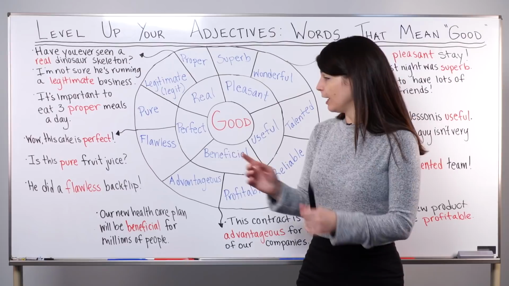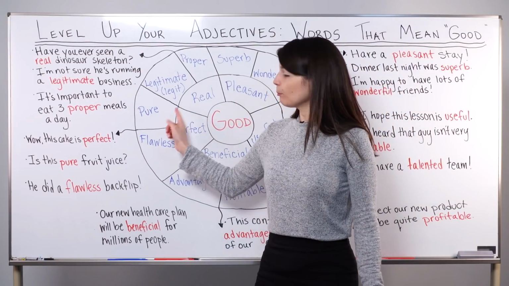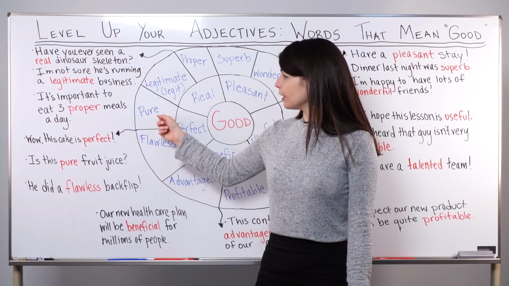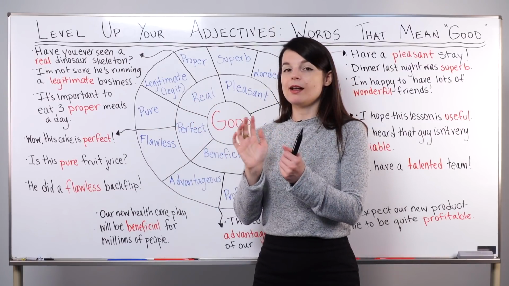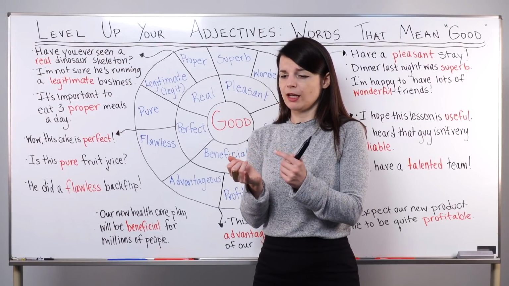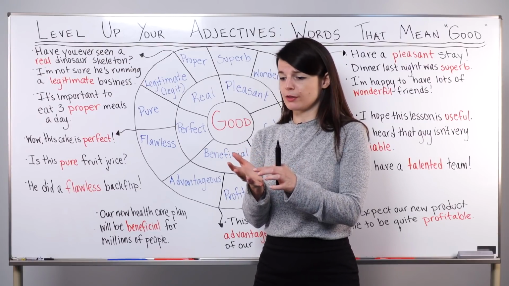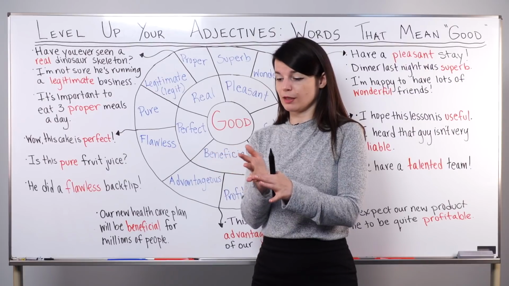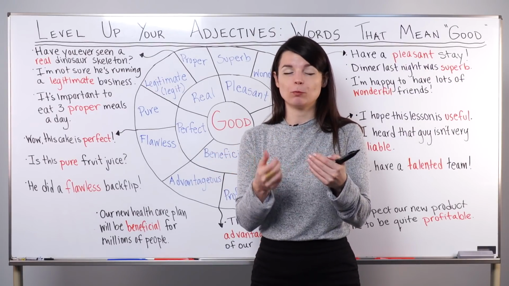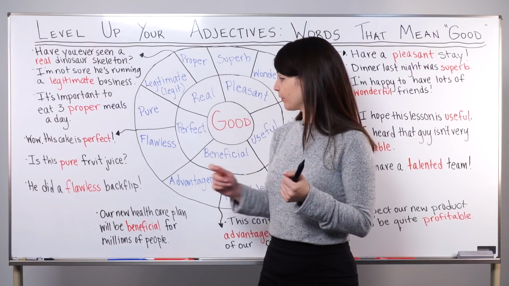Inside perfect then, there are these two words, pure and flawless. So pure means that it is untainted, something that is untainted. So untainted means like it's not dirty, or there's never been a problem with it, or it's exactly as it was when it was created. We'll see an example of this in a moment.